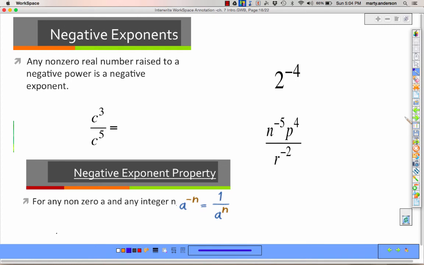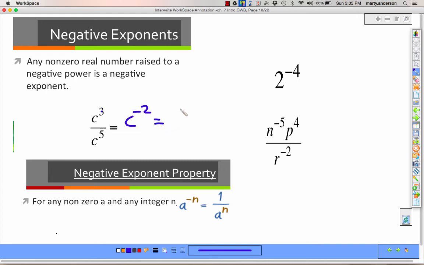Last thing, negative exponents. Any non-zero number raised to a negative power is a negative exponent. And the biggest thing you have to pay attention to is you're often going to be asked to put your answer with all positive exponents. If I use the subtraction rule here, 3 minus 5 is c to the negative 2.